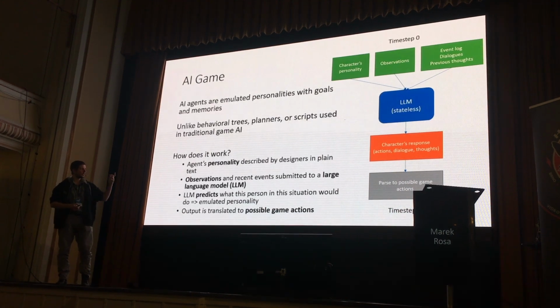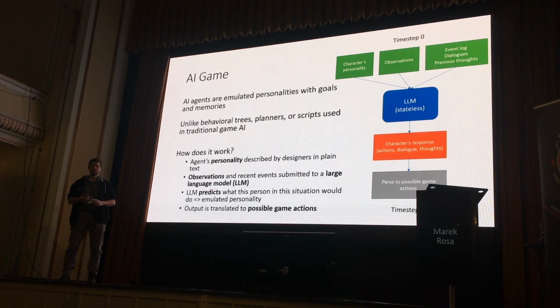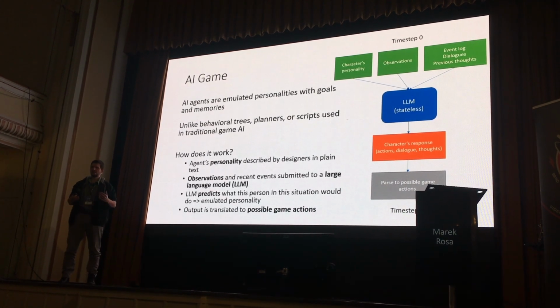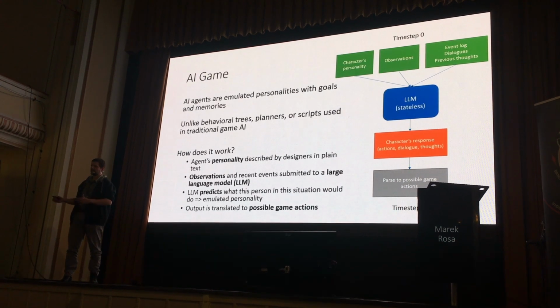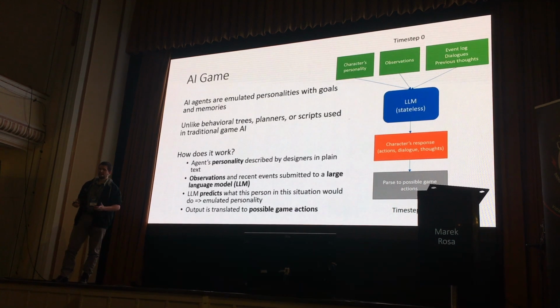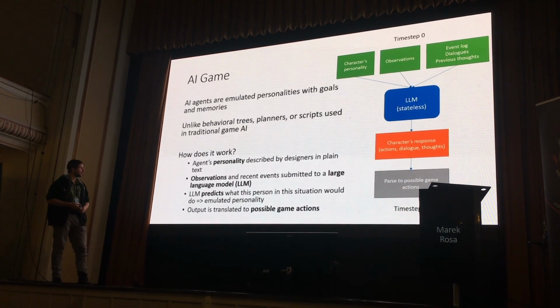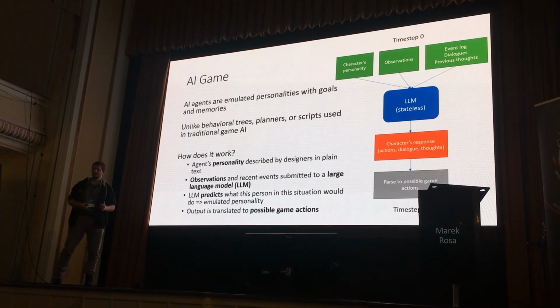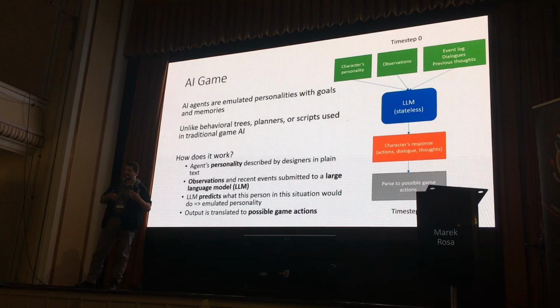This is the response, that's the orange one, that's the character's response, which are the actions or dialogue or thoughts of the agent. And then we need to parse it, obviously, because we need to convert it to possible actions, the actions that are possible in the game. Because sometimes the language model can emulate something that is not possible to visualize in our game. And so this is basically the trick, and I will stop here for a second, because I really need to make sure that you understand how this works.